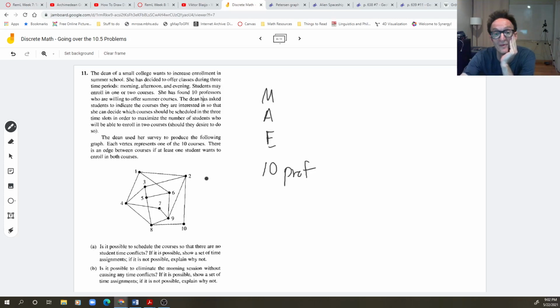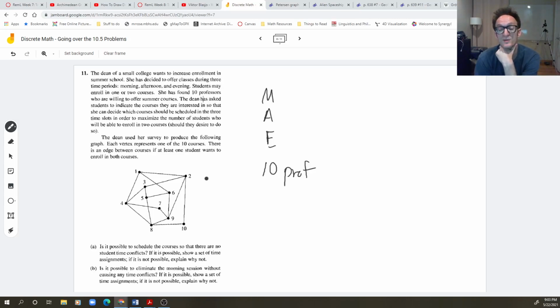Here we have a graph, and now this becomes a graph coloring problem, right? Can you color the graph in such a way that adjacent vertices receive different colors? And in this case, the different colors indicate that they are going to be offered in different time slots. And by the way, there are only 3 time slots: morning, afternoon, evening. So now the question becomes, is the chromatic number of this graph 3?